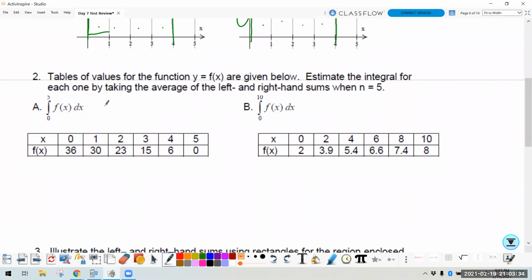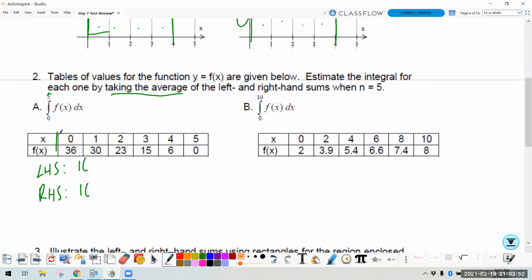All right, so this problem says find the integral by averaging. It tells you to take the average. So first I'm going to find the left-hand sum and the right-hand sum. So 0 to 5, that's cut off there. When n is 5 means my rectangles will all have a base of 1.